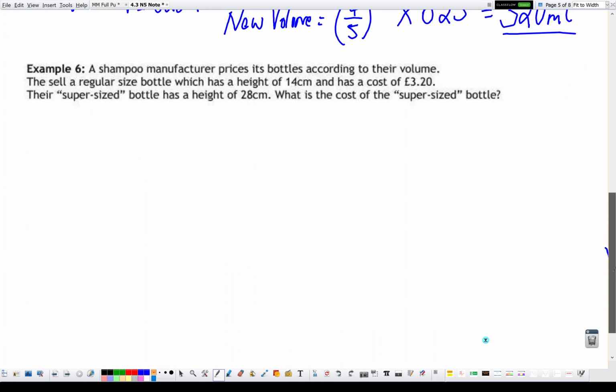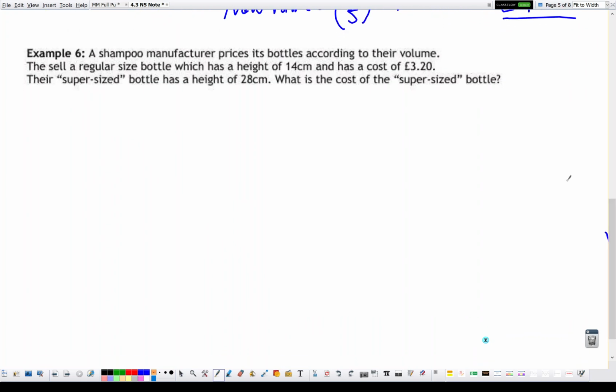Right, example 6 now. A shampoo manufacturer prices its bottles according to their volume. Sometimes in these questions, they might not ask what the new volume is, they might ask you what the price is, and the price is related to the volume or the area. So a regular size bottle has a height of 14 centimetres and a cost of £3.20. The super size bottle has a height of 28 centimetres. What is the cost of it?